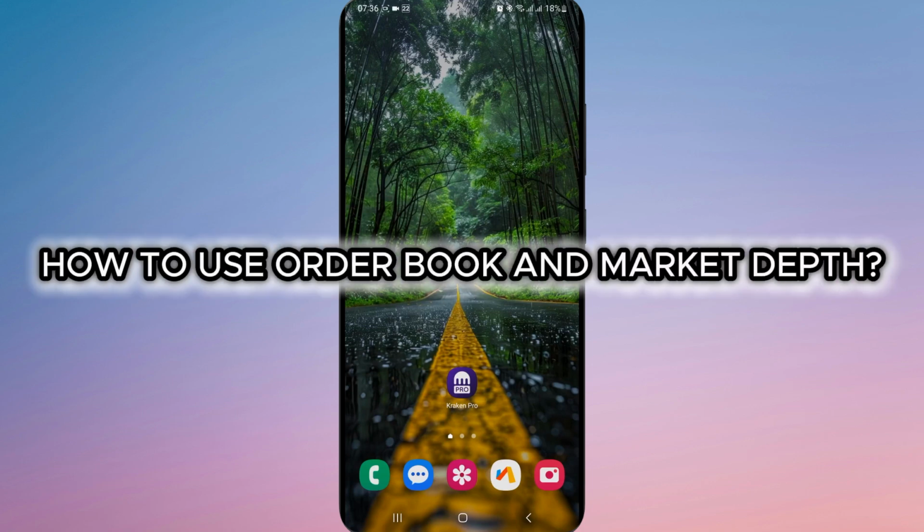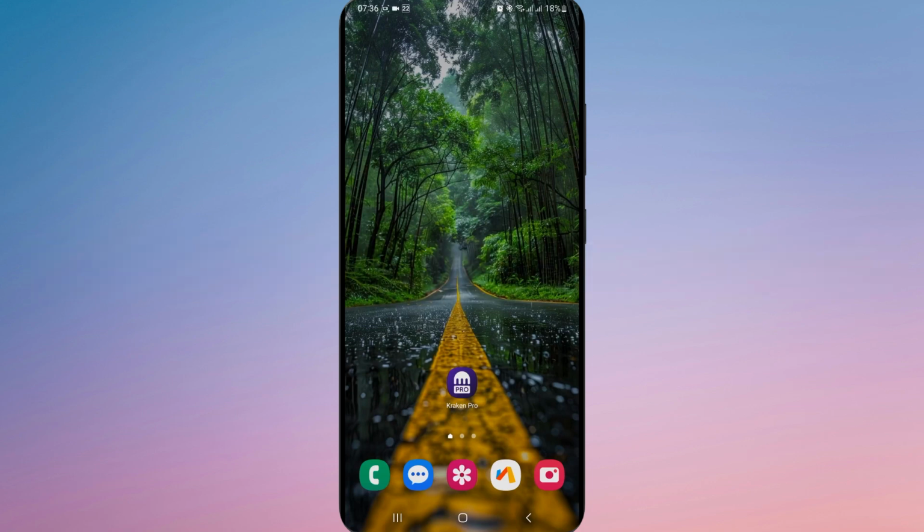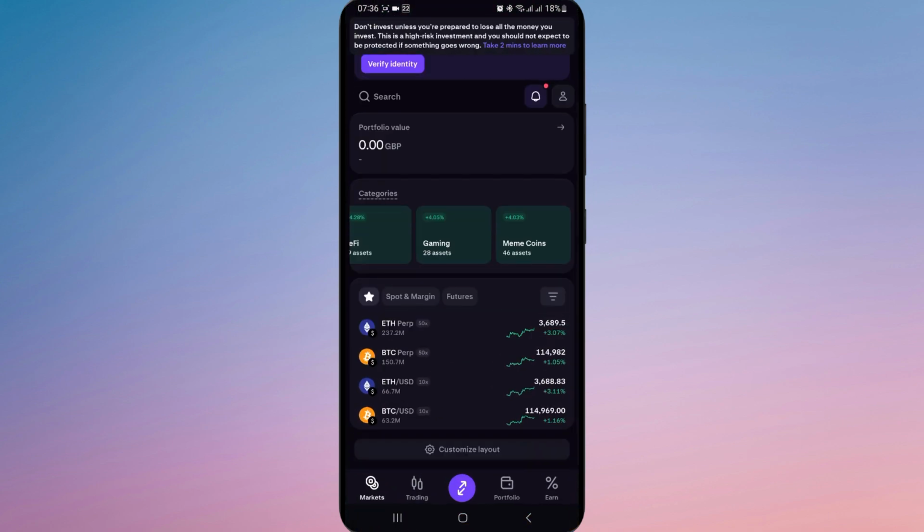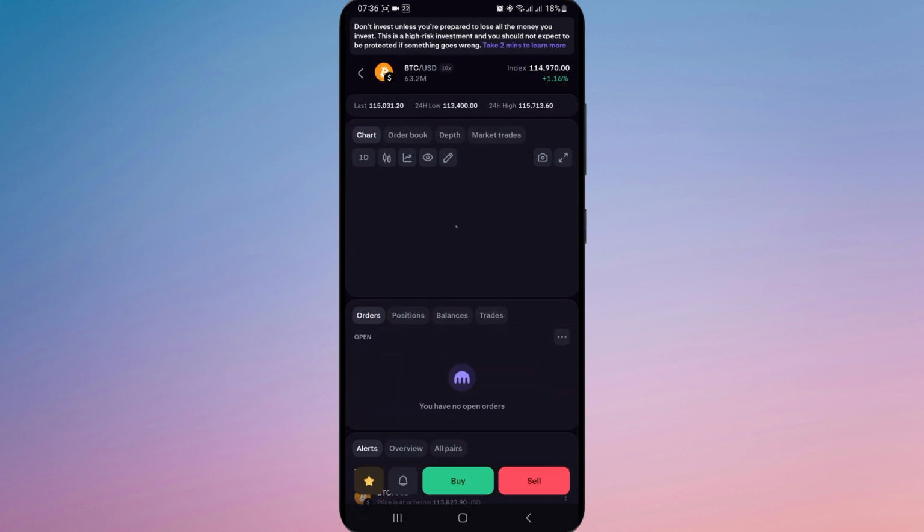How to use Kraken Pro's order book and market depth. First of all, open the Kraken Pro app and select the trading pair you want to analyze from the market section. Next, you will see the trading screen with charts and various tabs including the order book and market depth.